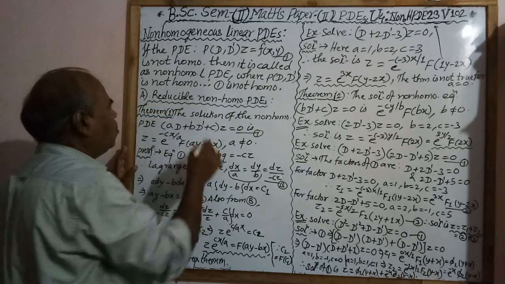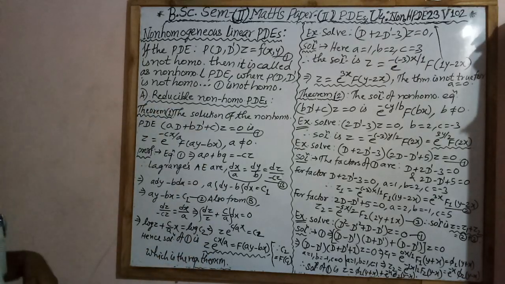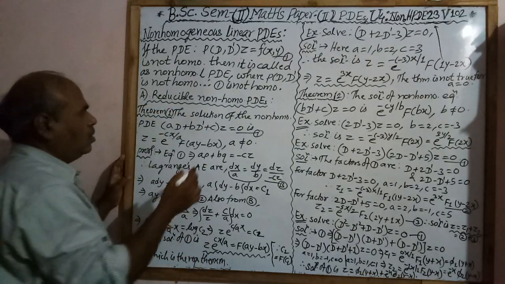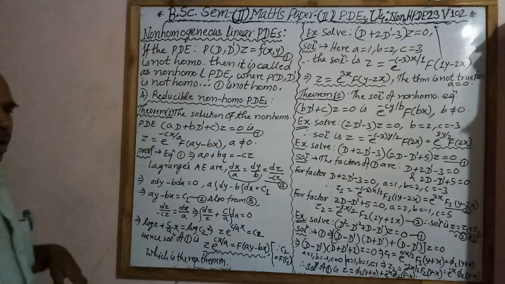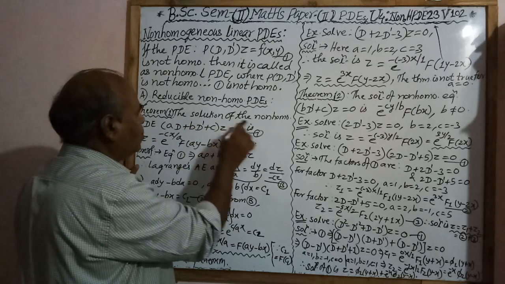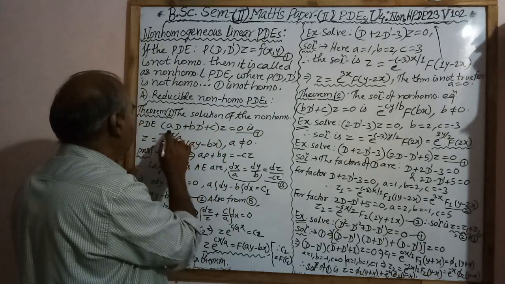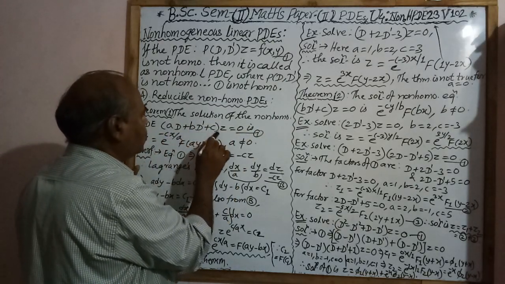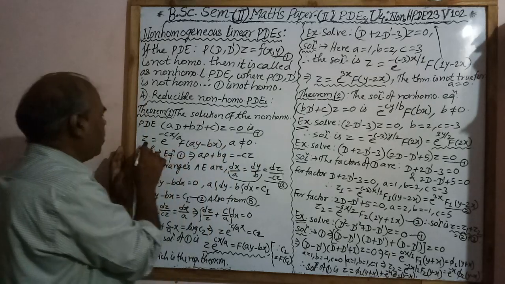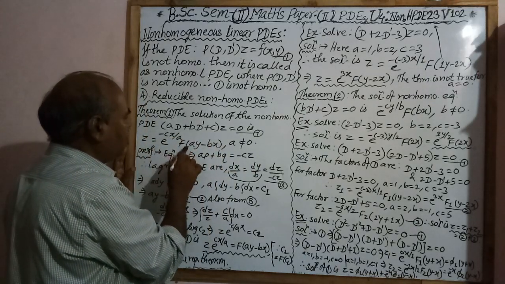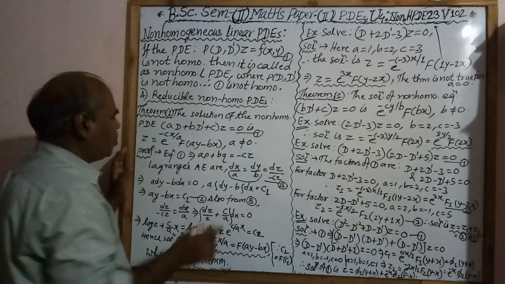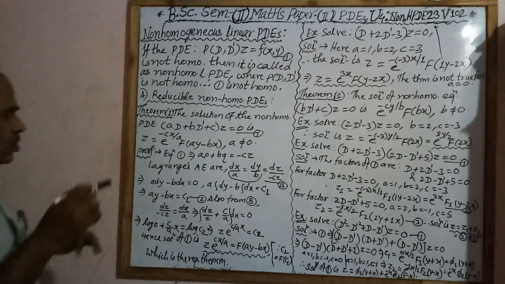Then there are two forms: reducible non-homogeneous and irreducible non-homogeneous partial differential equations. For this we see the theorem. The solution of the non-homogeneous PDE (AD + BD' + C)z = 0 is given by z = e^(-Cx/A) f(Ay - Bx), A is not equal to 0. We see the proof of this.